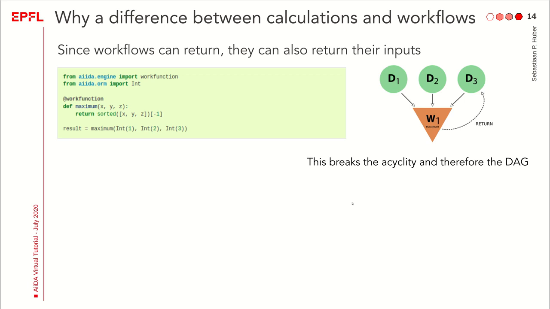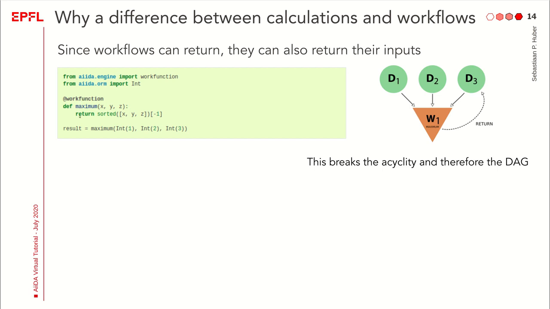To explain why this is the case, we have to look a little bit more at the properties of workflows. And it has to do with the fact that they can return. So work functions and work chains, being workflows, can return the outputs that have been generated by the calculations that they call. But that also means that essentially they can return nodes that already exist. But it also means they can return nodes that are part of their inputs.